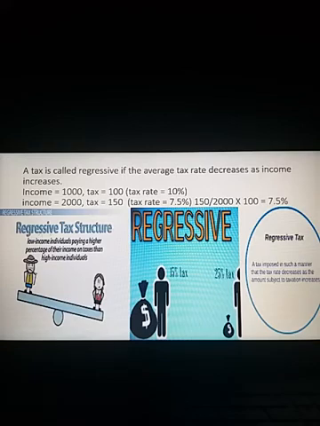Regressive tax structure: low income individuals pay a higher percentage of their income on taxes than high income individuals. Here, high income individuals pay less tax, and low income individuals pay more tax. That is what the second picture denotes. The amount of money he has as income is more, but the tax for him is only hypothetical.